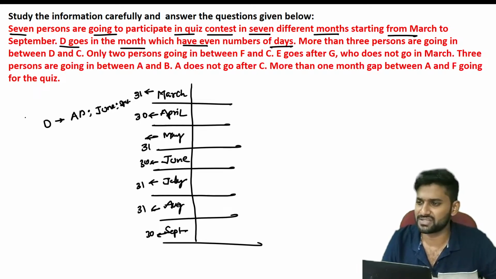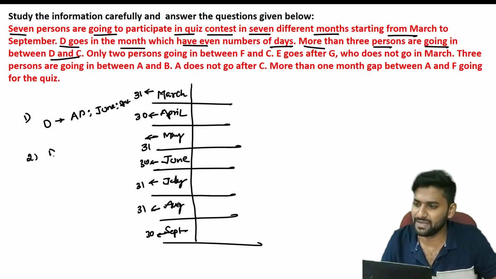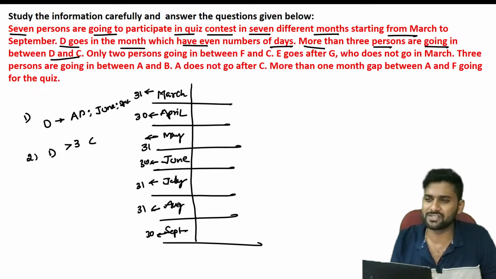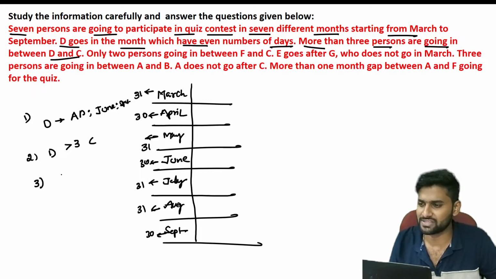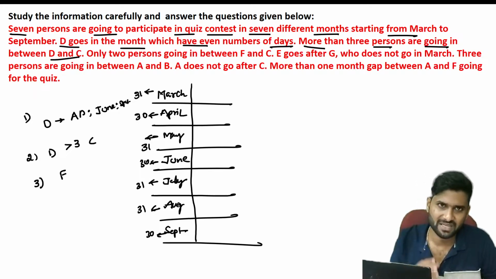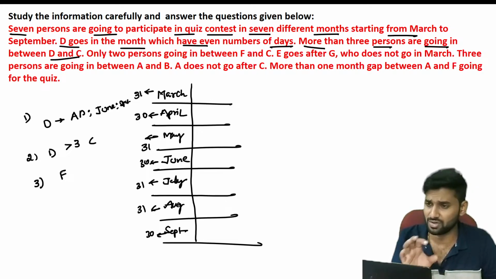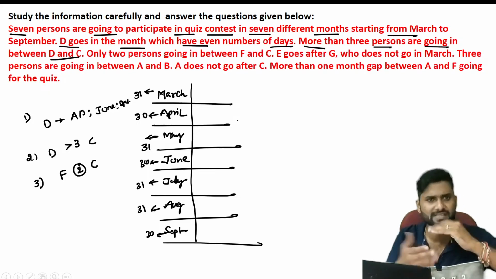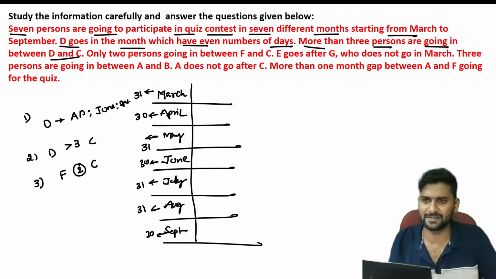Now the second data says that more than 3 persons go between D and C. Between D and C there are more than 3 persons. Only 2 persons go between F and C. Make a note, guys: don't waste your time reading the statement again and again, and don't make any possibilities with the primary information. Only 2 people between F and C. We don't know whether F is above or C is above. We are not sure, that's why I'm taking them side by side.